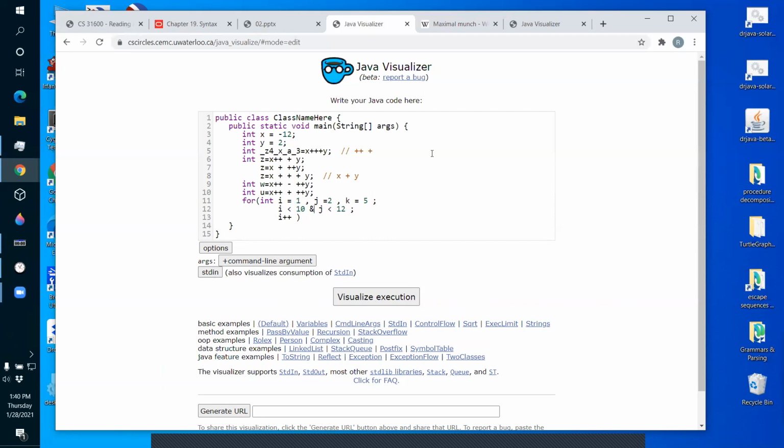You could say i less than 10 and j less than 12. Okay, so that's one Boolean expression. There's no comma operator here, but there is a comma operator in this part. So you can declare multiple variables, and you can use a comma operator in this one too. You can do this. You're allowed to use a comma operator there.